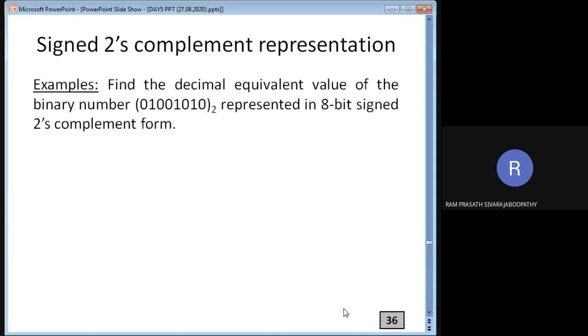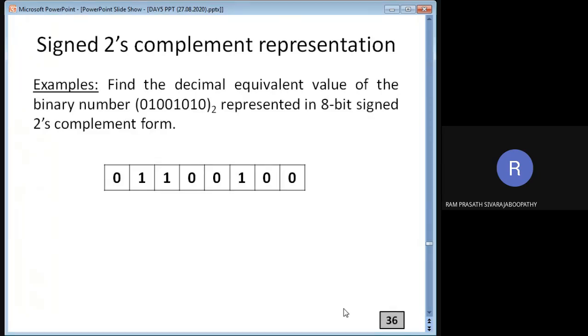Now I am going to do the reverse process. Okay? What should you do with the number given now? The given number is represented in the 2's complement form. Okay, signed 2's complement form. Kindly find the decimal equivalent of this number. So first what we have to check?